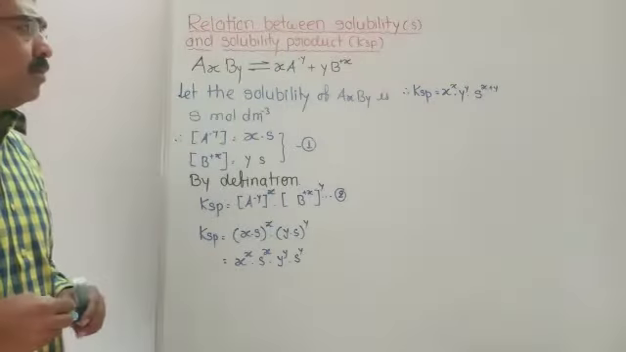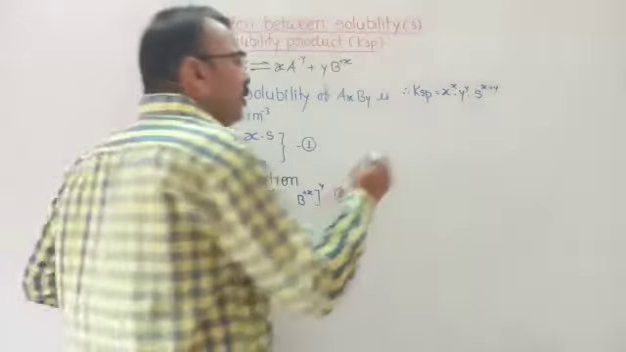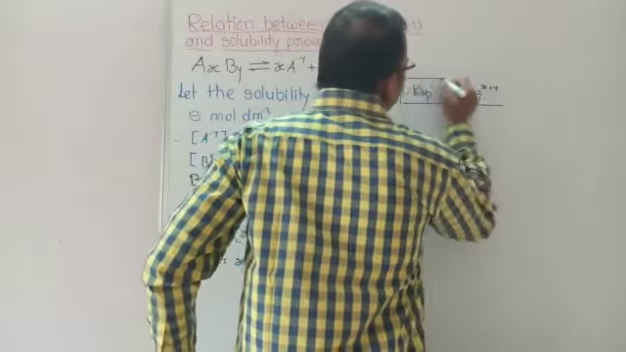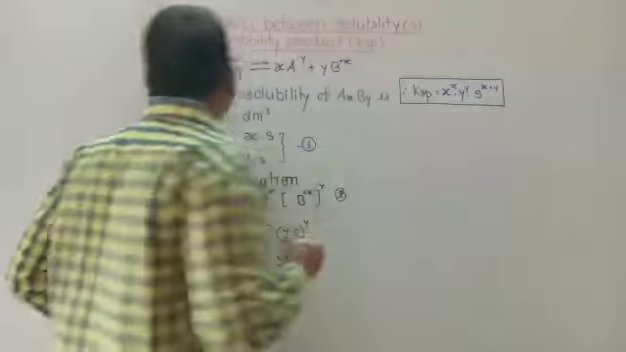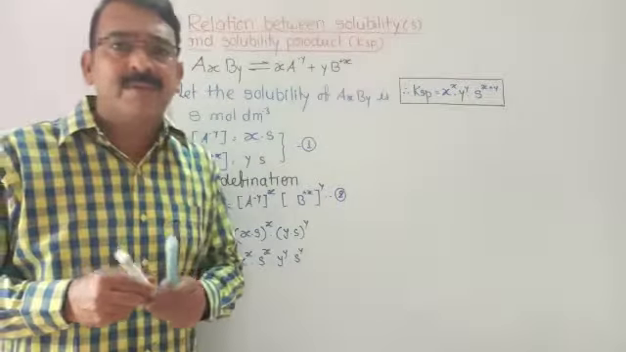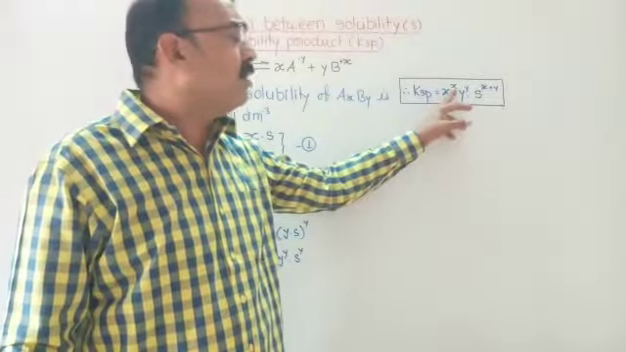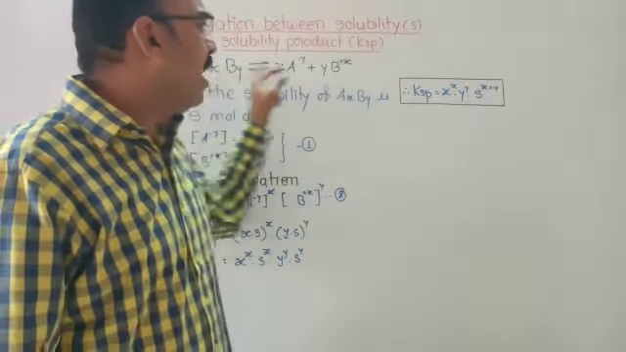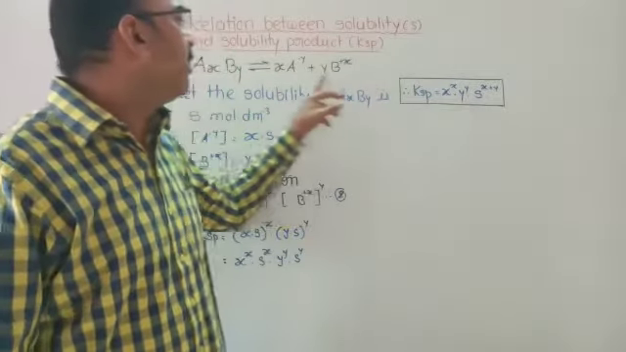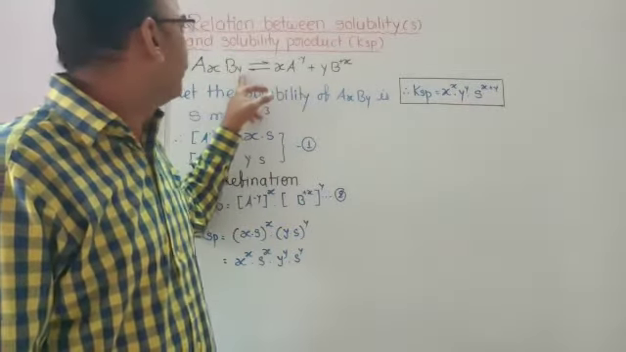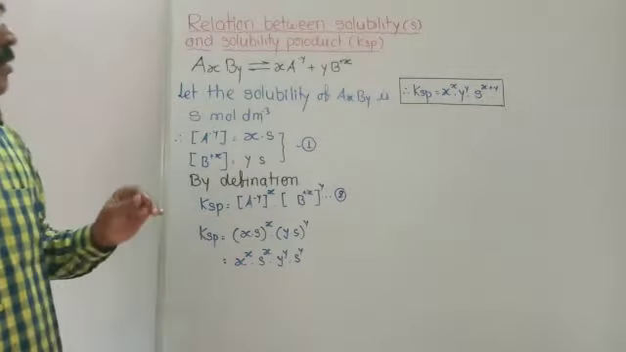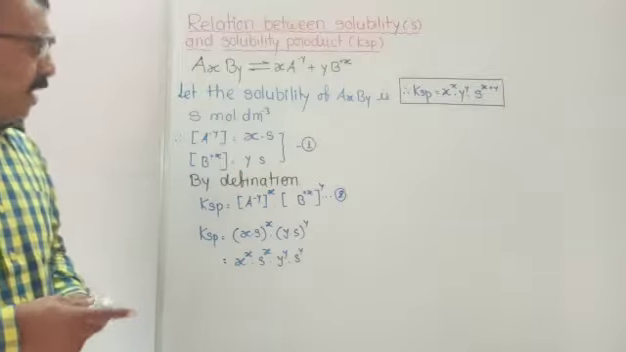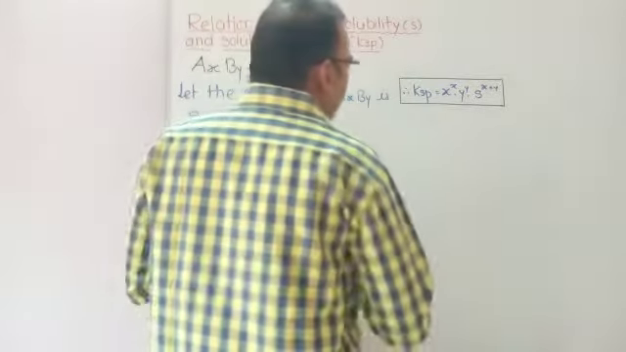So this is the relation between solubility product and solubility for the salt of the type AxBy, where x is the stoichiometric coefficient of A and y is the stoichiometric coefficient of B in the balanced chemical reaction.